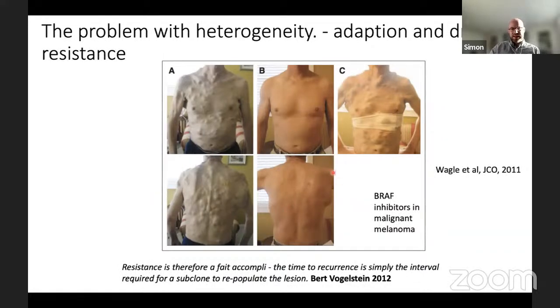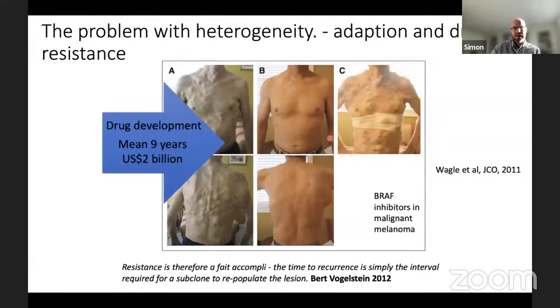But very sadly, this same patient then developed resistance to the BRAF inhibitor. And this is the same patient in the third picture here, with recurrence of the melanoma, again, the cachectic appearance. And unfortunately, this patient died a short time after this photo was taken. And the really striking fact here is that mean time for drug development is about 9 years. It costs about 2 billion, and the BRAF inhibitors were probably no exception to that general rule.